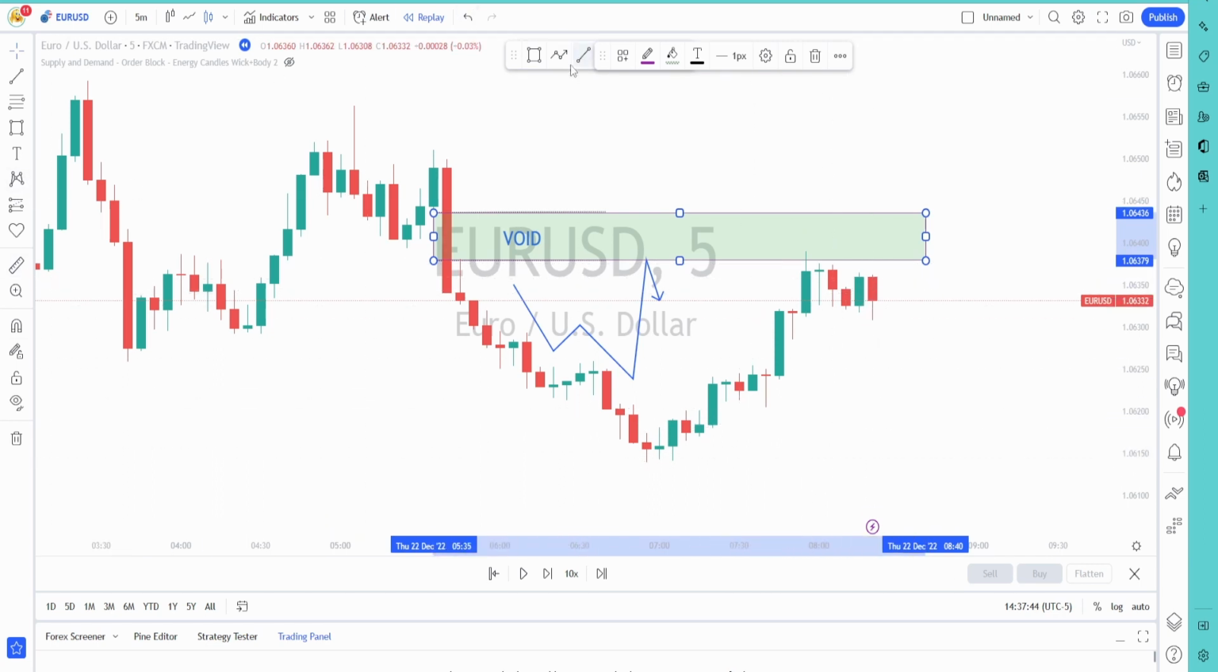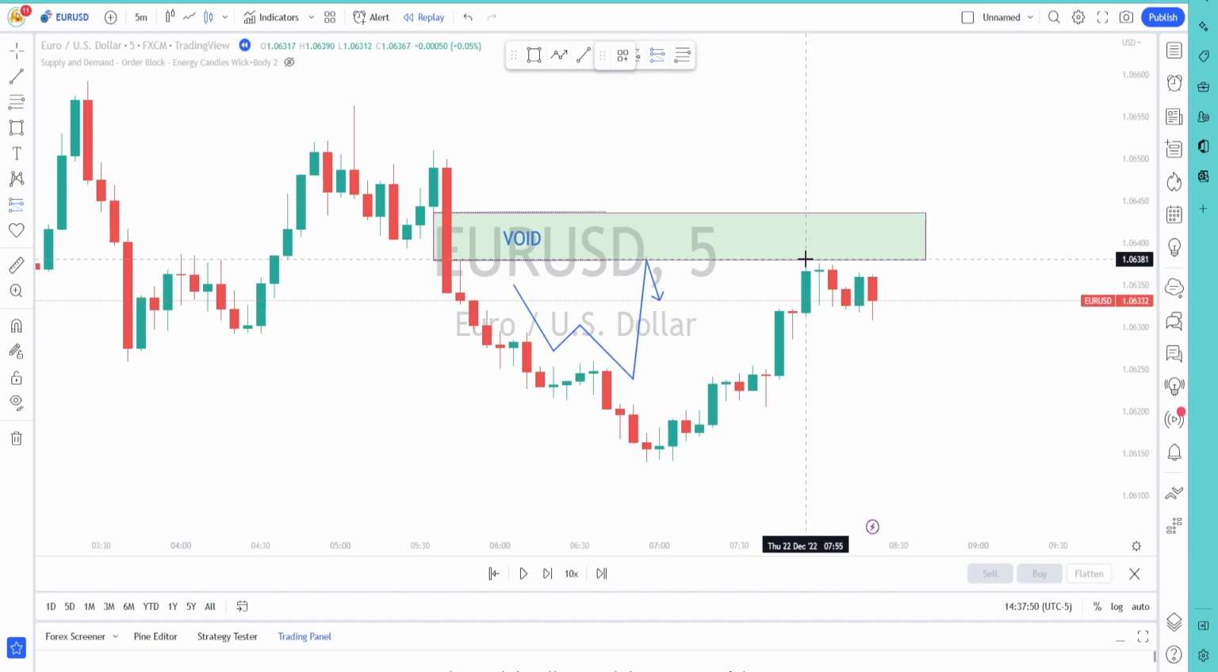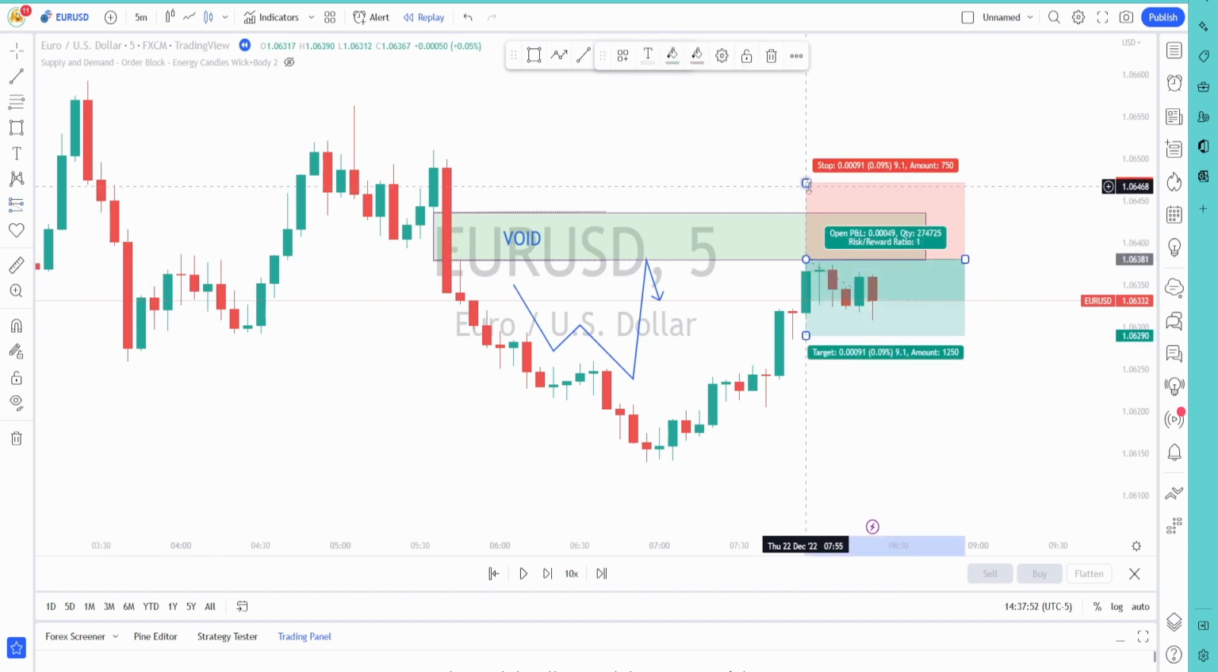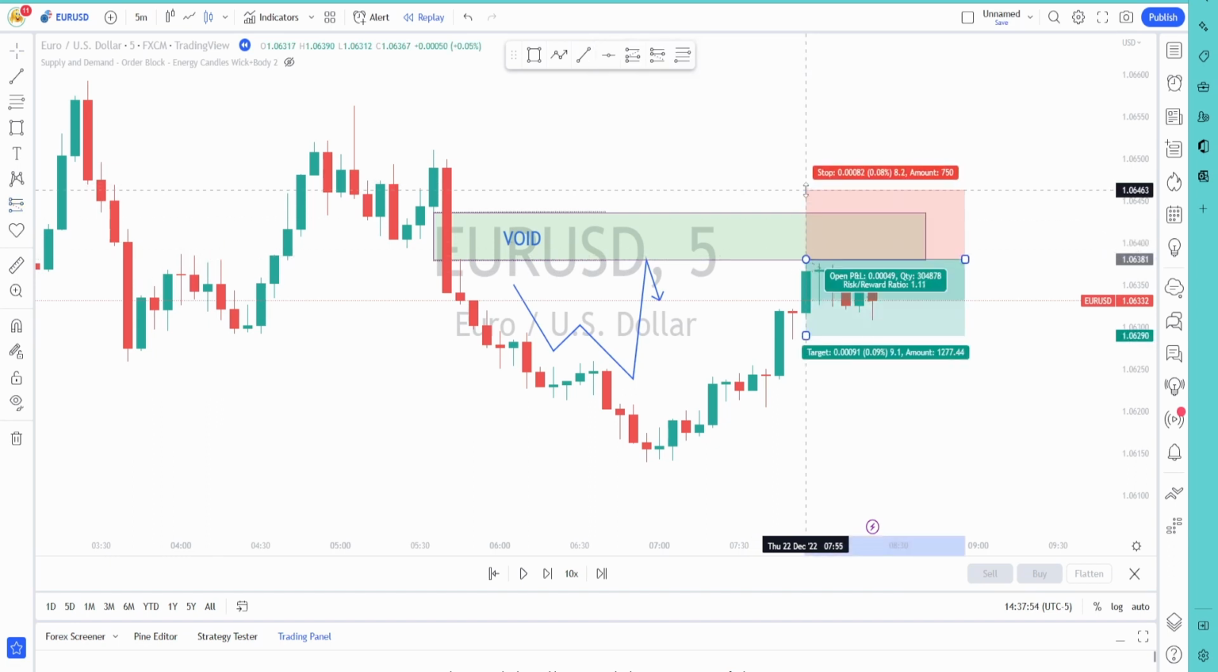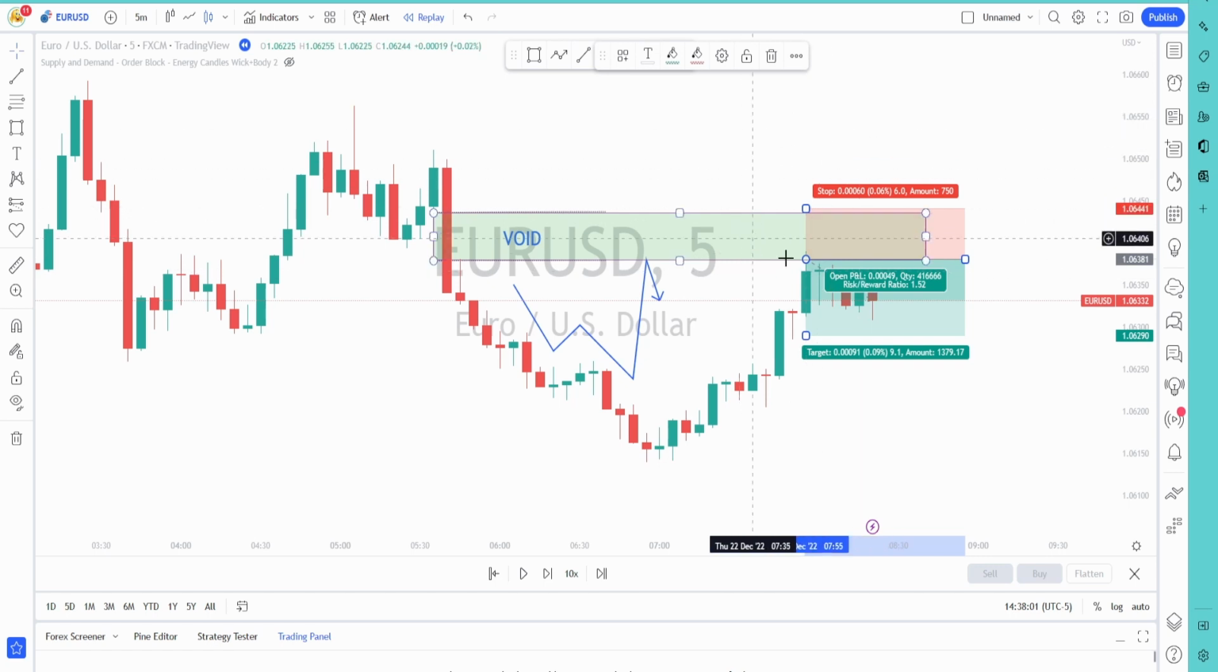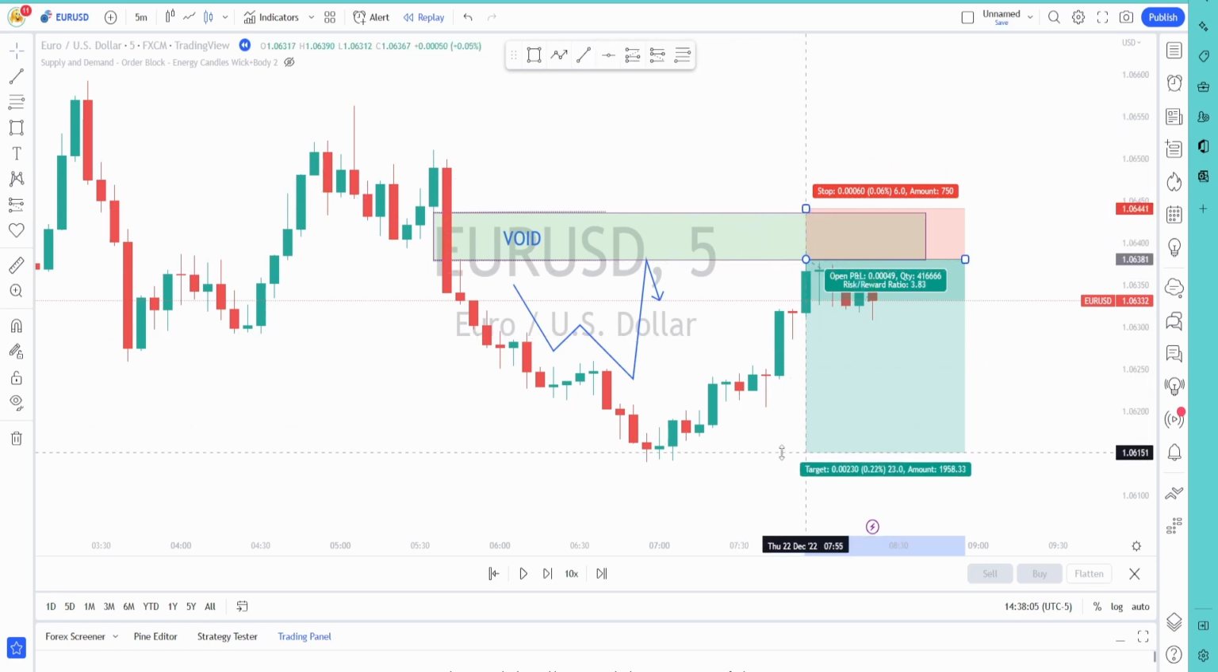So when that happens, you're getting in when it gets into this area. You may even drop down to a 1-minute chart if you want and look for a specific candle pattern. But your stop loss would be ideally above the void, and you would be targeting the low.